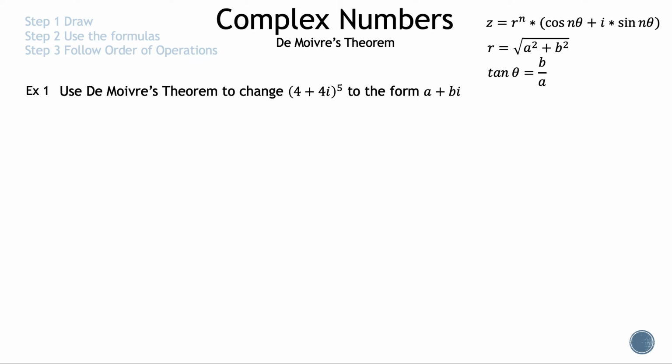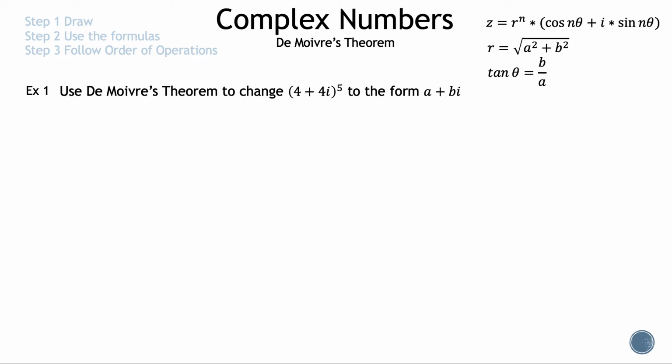Let's read the question. Use de Moivre's theorem to change the quantity of 4 plus 4i to the 5th power to the form a plus bi. On the top right, we have de Moivre's theorem. Z is equal to r to the n times the quantity of cosine n theta plus i times sine n theta. We also have r is equal to the square root of a squared plus b squared, and we have tangent theta is equal to b divided by a.